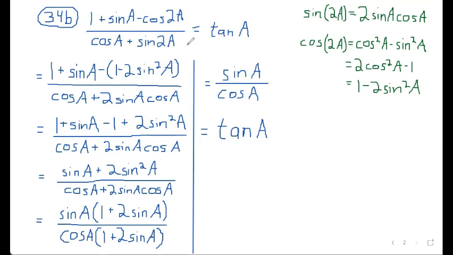Now we may ask ourselves which formulas we should use. Well, for sine of 2A, there's just one formula. Sine of 2A is equal to 2 sine A cosine A. So we know that we can just make a substitution here. But then for the cosine of 2A, we have three formulas to choose from.